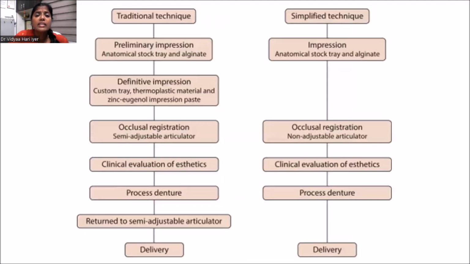So let us look at the traditional technique of doing this and a simplified technique. As I told you, the patient comes to the dental clinic and expresses their interest in having a complete denture. First, we take what is called a stock tray, a tray which is generally available within the practice, and take an impression of the upper and the lower mouth. Then we send it to the lab, and the lab will pour the cast and make a custom-made tray for a definitive impression for this patient.